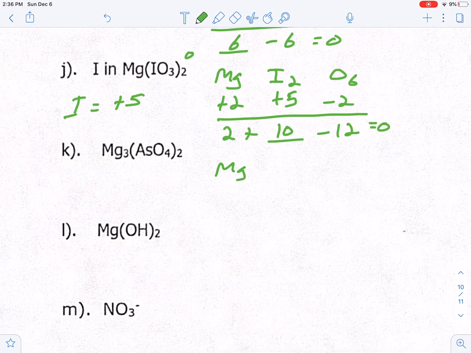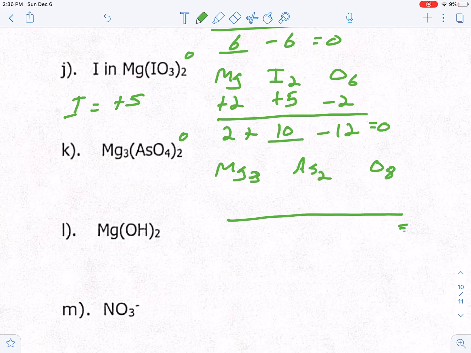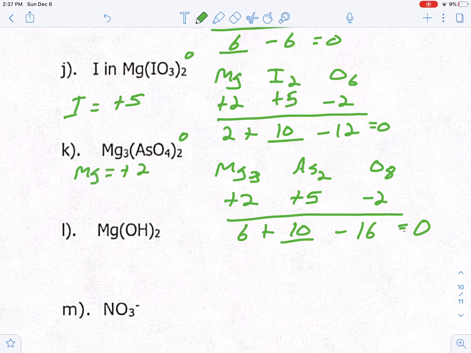Next one, I have 3 Mgs. I have 2 arsenics. And I have 8 oxygens. Okay, so watch out for those parentheses. There is no charge up here, so I'm going to set equal to 0. 8 times negative 2 is going to give me minus 16. Mg has a charge of plus 2 on the periodic table. So 3 times 2 is going to give me 6. So 6 plus blank minus 16 gives me 0. So 6 plus 10. And since there's 2 arsenics, I'm going to divide that 10 by 2. So that means each one has a charge of plus 5. Okay, so Mg equals plus 2, As equals plus 5, and O equals minus 2.